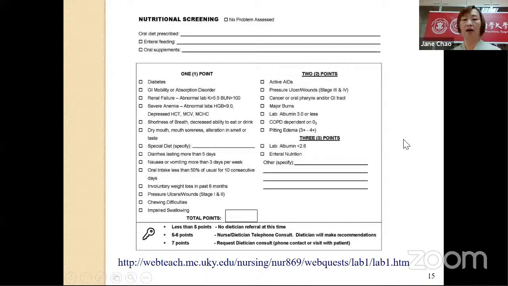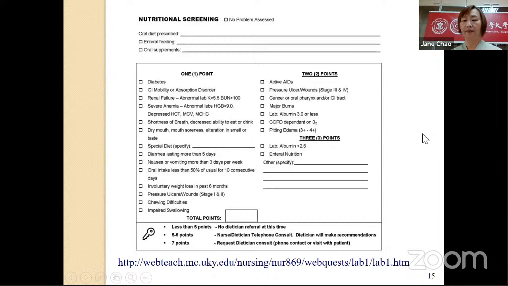So there's another tool for nutritional screening, but it's a little bit different because they combine simple questions about your diseases or your mood state, and also your biochemical data, for example, albumin data. So you have to know whether your albumin is less than 2.6 grams per liter.